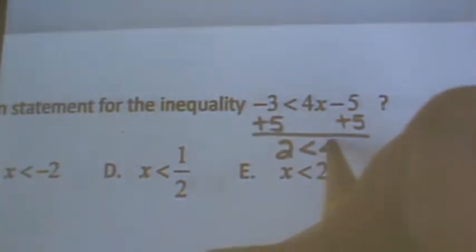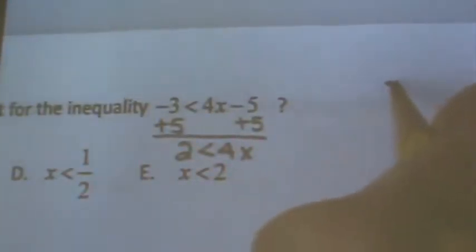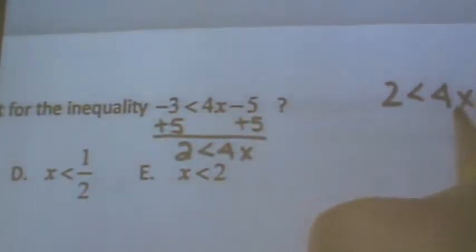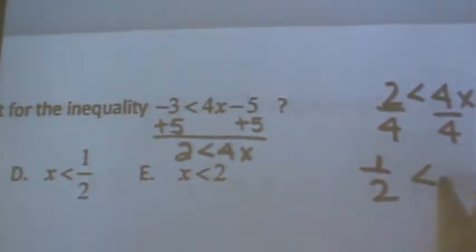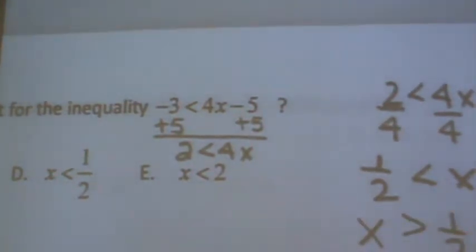Okay, number 4. How do you solve this one? What do you do first? Add 5. 2 is less than 4x. I'm going to write it here. 2 is less than 4x, then what? So you get 1/2 is less than x, or x is greater than 1/2. So what's the answer? B.